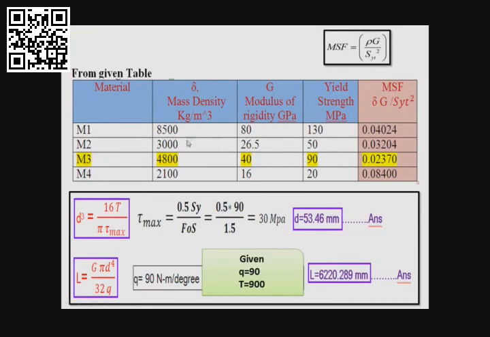Here the values are substituted in this formula, that is, density is substituted as it is. Next, modulus of rigidity is substituted into 10 raised to 9, because it is in GPa. For example, for M1, delta is 8500, into G value of 80 into 10 raised to 9. It is substituted in terms of Newton per meter square, so that's why you need to multiply by 10 raised to 9.